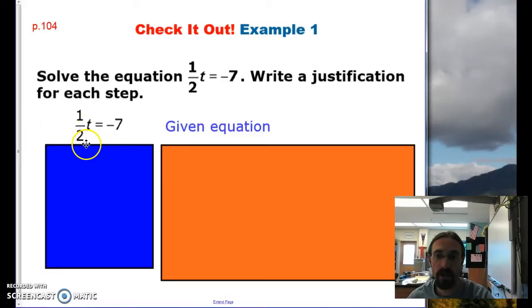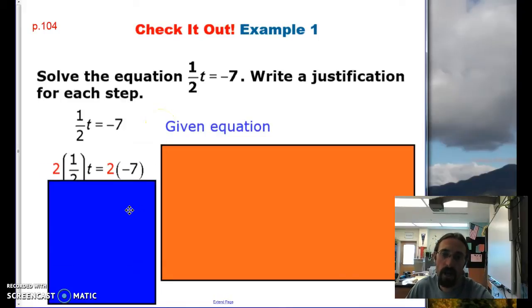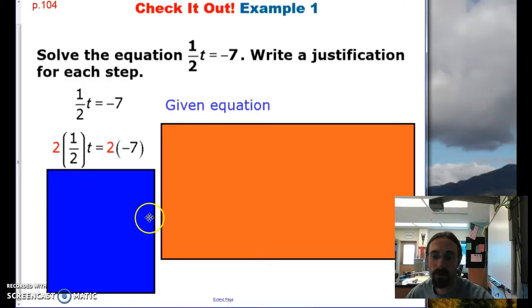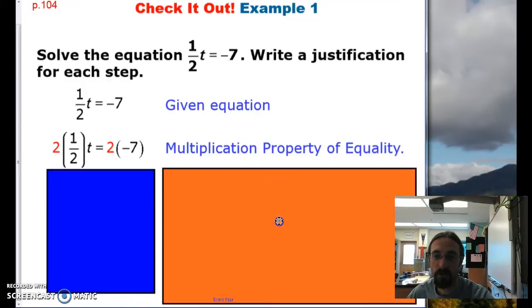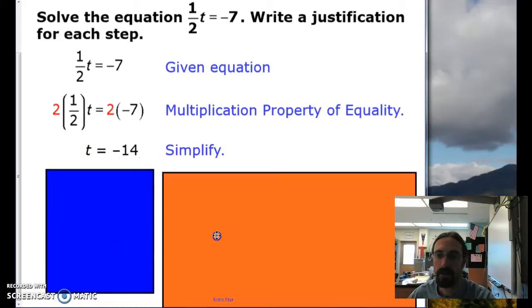All right, so here it is. We've set up the original equation. That's given. The next step. Well, what do you want to do? Let's multiply both sides by 2. Well, what are we doing when we multiply both sides by 2? Well, that, of course, is the multiplication property of equality. What you need to do in this section is justify each step. All right, after you multiply each side by 2, of course, you simplify, right? And there it is, t equals -14.